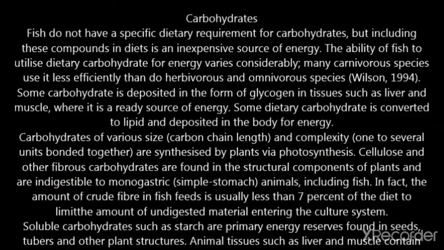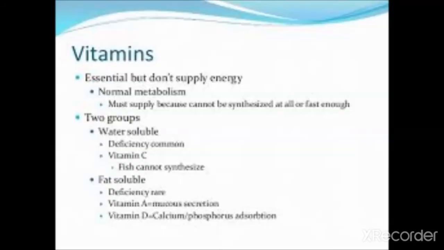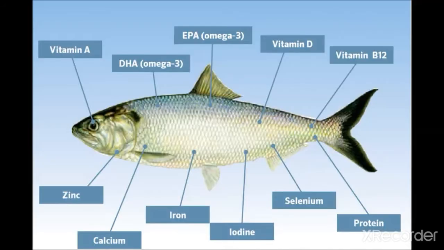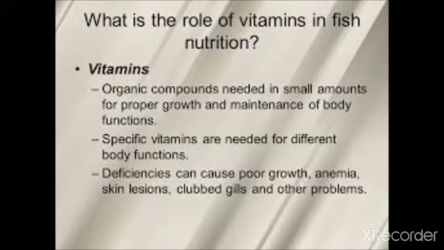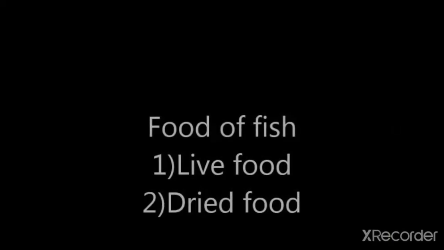The next point is vitamins and minerals. The variety and amount of vitamins are so complex that they are usually prepared synthetically and commonly available as a balanced premixture known as vitamin or mineral premix. This is added to the diet in the right amount to ensure that the level of vitamins and minerals is supplied. This is about nutrition. Okay, the next point is food of fish.